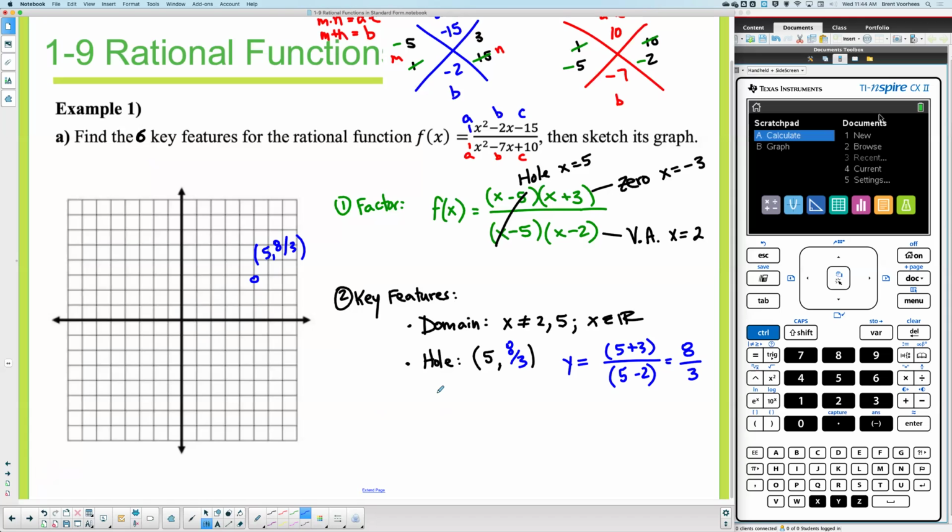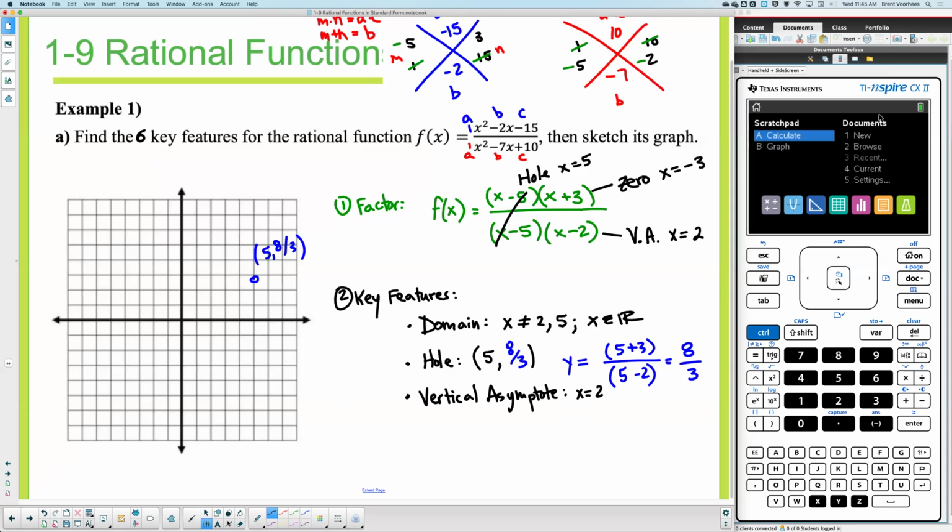Everybody tracking? Okay, now that's the hardest one. The rest are a lot easier. The vertical asymptote. What did we say our vertical asymptote is? It's x equals 2. You need to make sure you include x equals 2 every time. So we're going to say that is x equals 2.